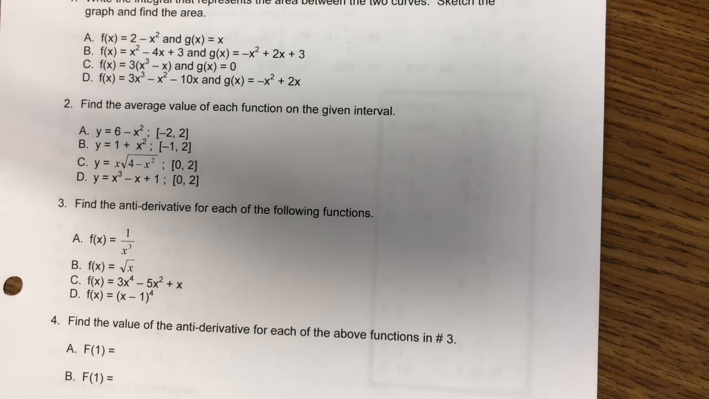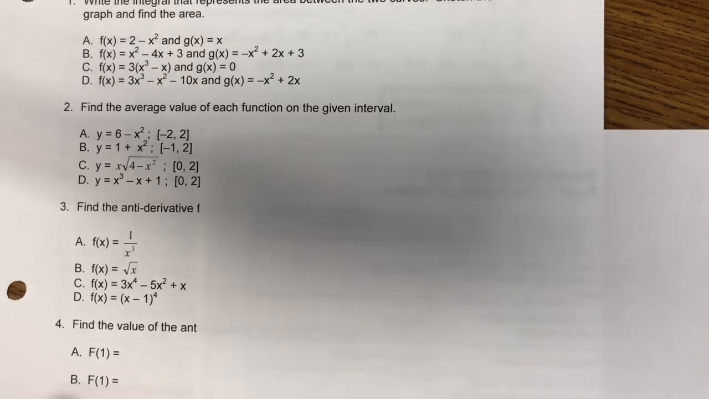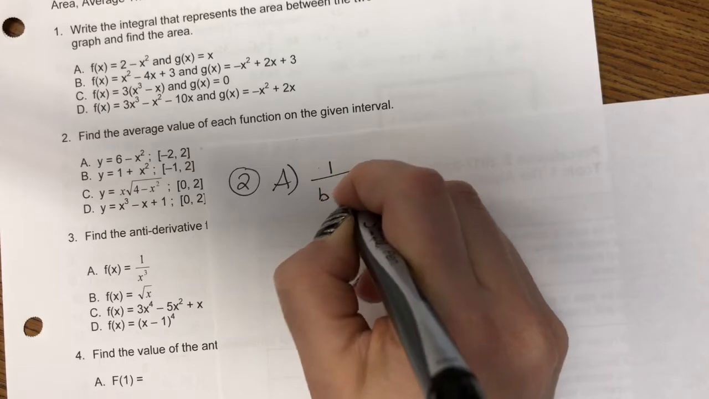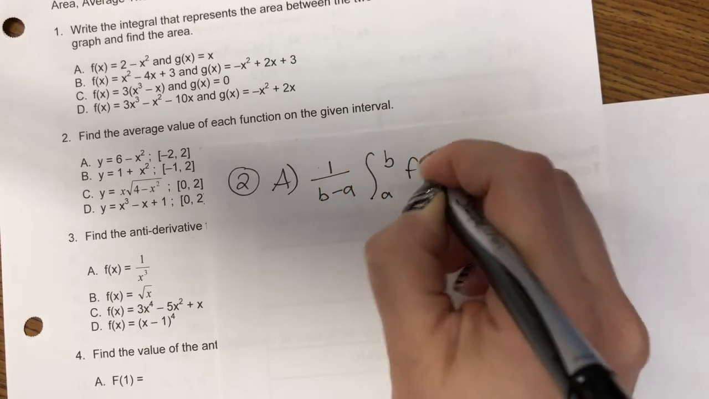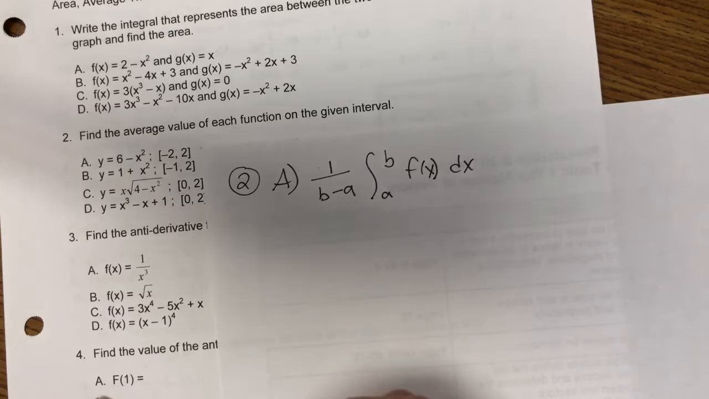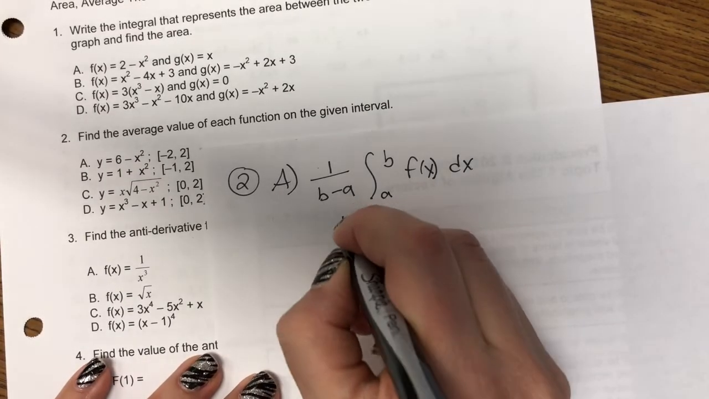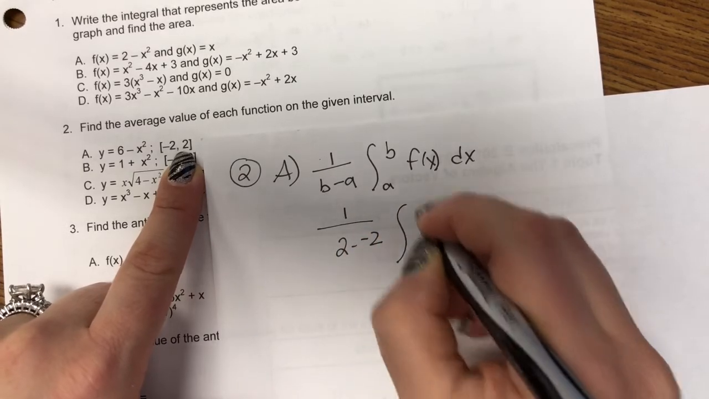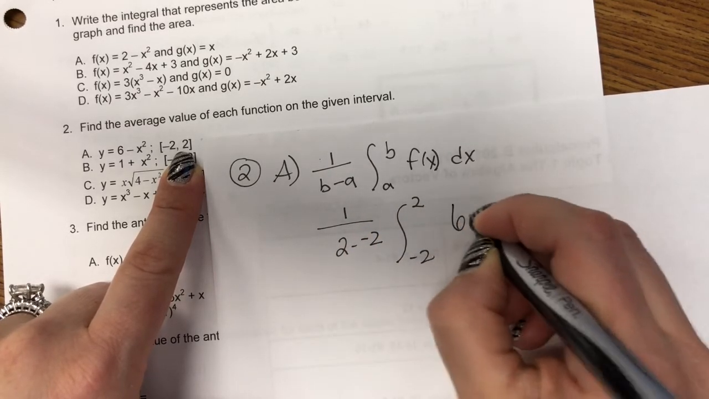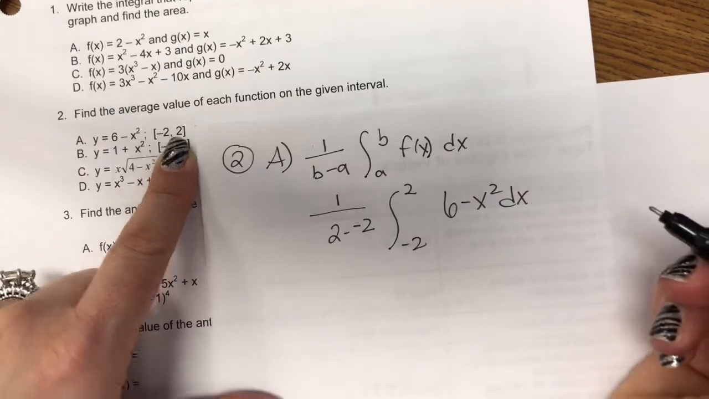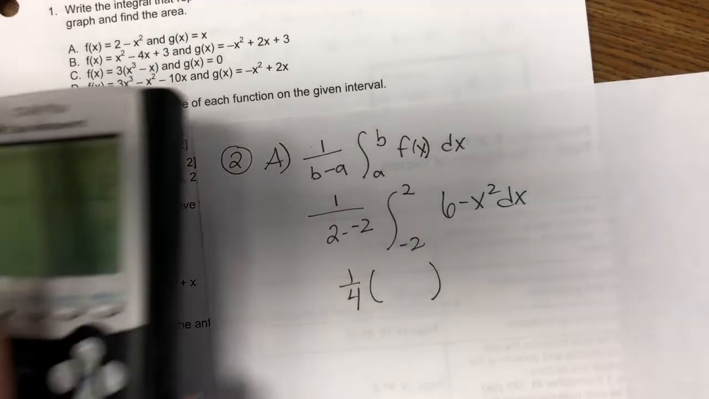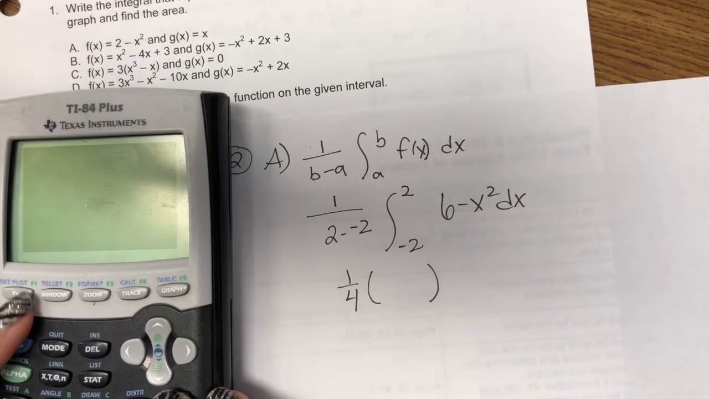Okay, part 2, find the average value. Well, you have to remember the average value formula. It is 1 over b minus a times the integral from a to b of the function. It is going to be just a number. So that's 1 over 2 minus -2 times the integral from -2 to 2. Use your calculator for the integral value. You can do 2 minus -2 in the calculator if you really want as well.